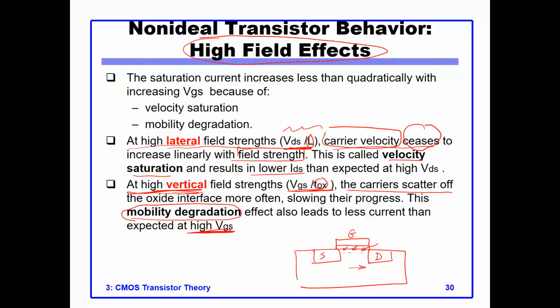So one electrical field is in charge of moving the carriers, and another electrical field is in charge of creating the layer of carriers. At high values of both of these electrical fields, we see deviations we call mobility degradation and velocity saturation. The net effect is less current.